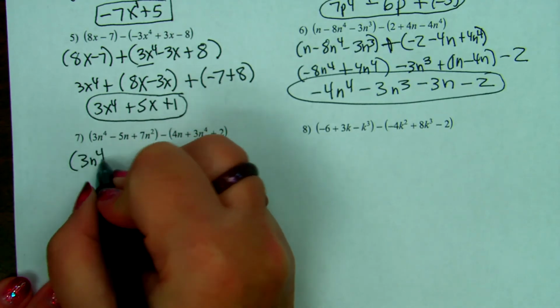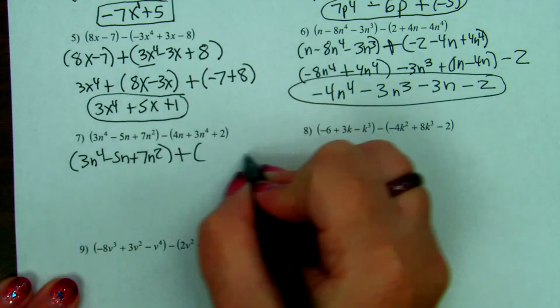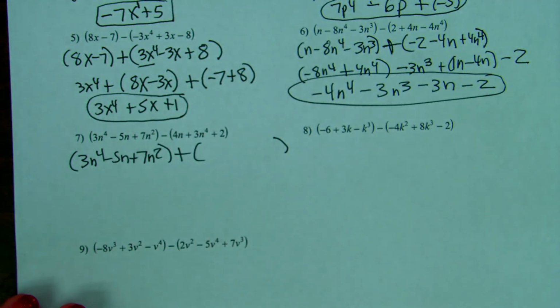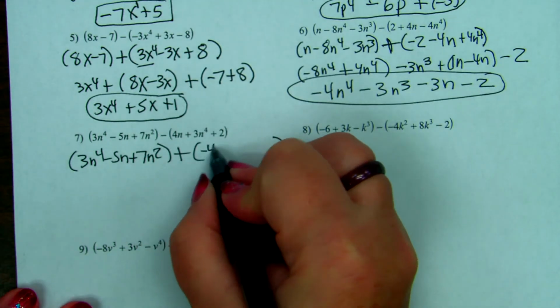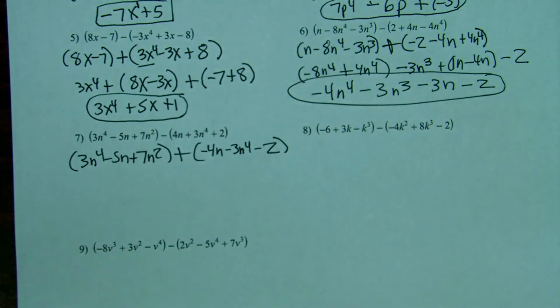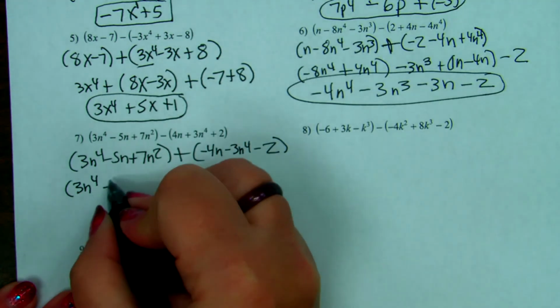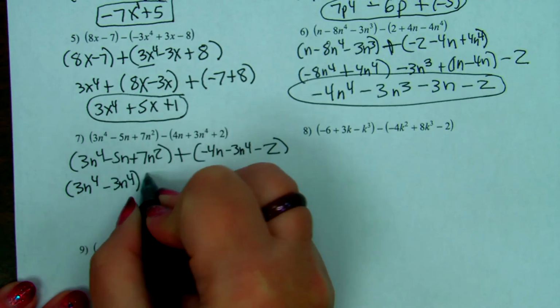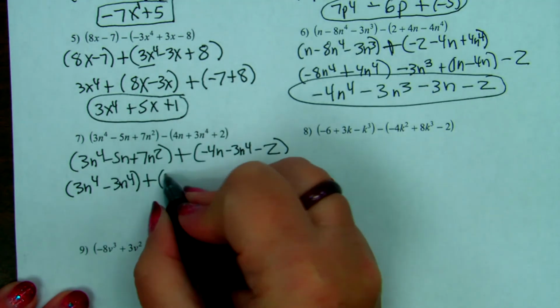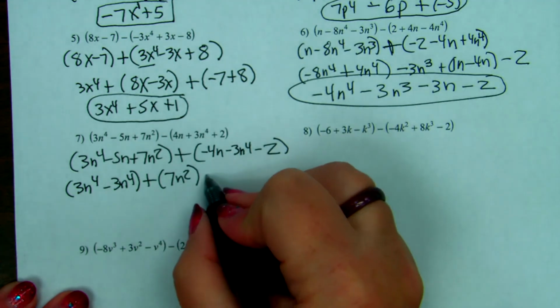Three n to the 4th minus 5n plus 7n squared plus, go ahead and write the opposites. Is that what you wrote? Then combine the like terms. I start with the highest degree. Then I do the squares, which are next. That one's by itself, so it doesn't need parentheses.